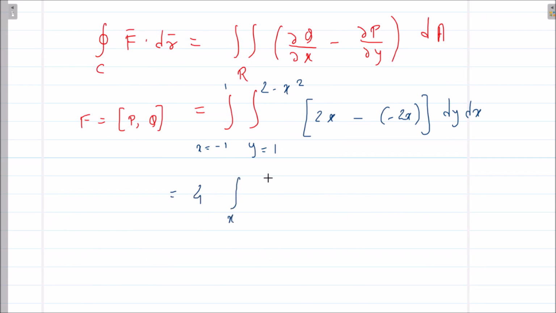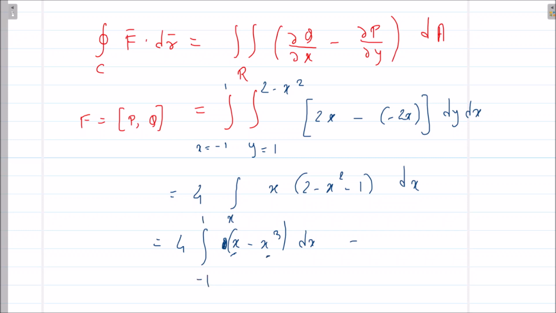This is the limits of x, these are the limits of y, but x is outside, so I have 2 minus x square minus 1 times here the dx. So 4 times 2x minus x cube minus x. So this is x minus x cube, and you can see that x is odd function, x cube is odd function, limits are from -1 to 1, answer is 0. If you don't know, you can simply calculate, but yeah, the answer is 0.